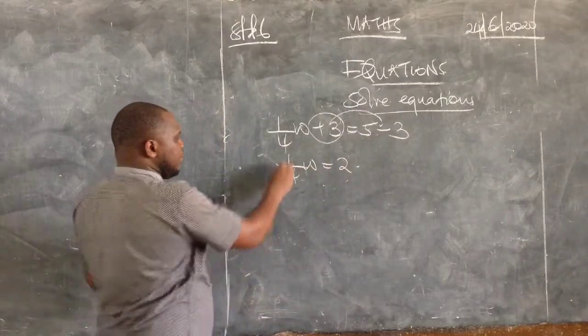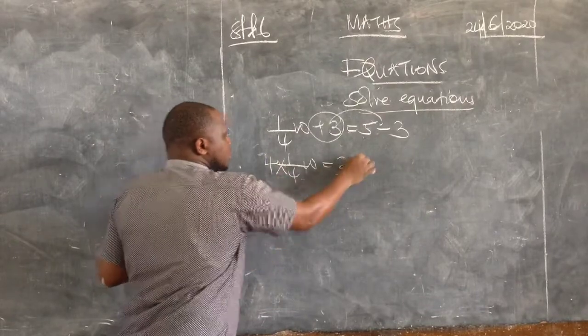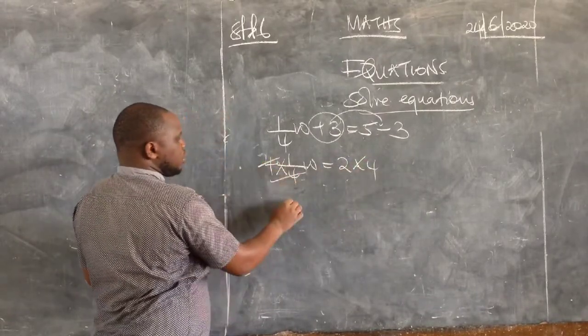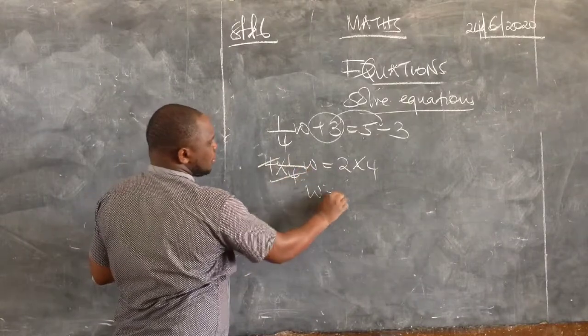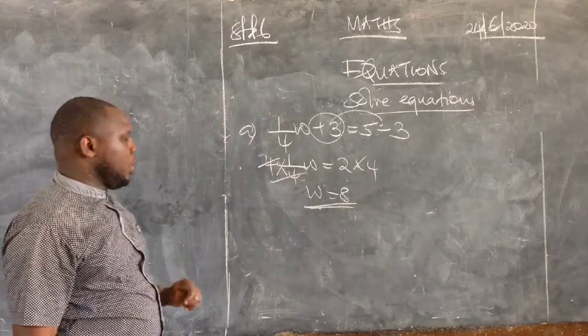From there, learner, we multiply both sides by the value of the LCM, which is 4. And therefore, you are going to remain with 1 times W. W is equal to 8. So your answer is going to be W is equal to 8.